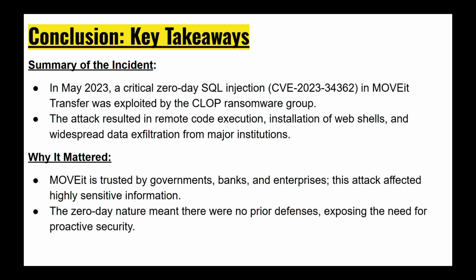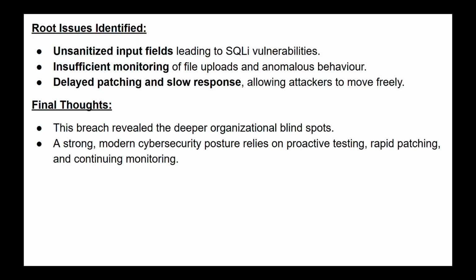The MOVEit breach in May 2023 was a textbook example of how a zero-day SQL injection can escalate into a massive data breach. The vulnerability allowed attackers to install web shells and steal sensitive data from trusted systems. At its core, the breach reflected multiple points of failure: poor input validation, lack of early detection, slow organizational response. Beyond the technical aspects, this breach showed that even well-established software can pose risks if security hygiene isn't continuously maintained.